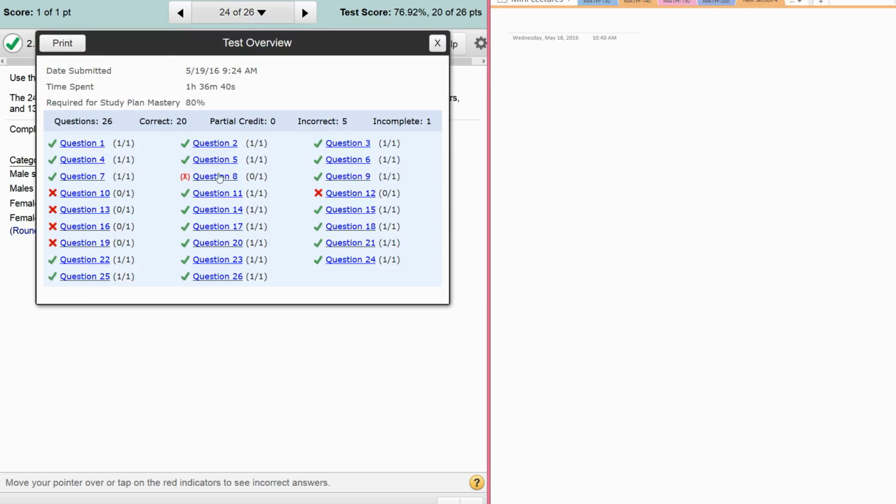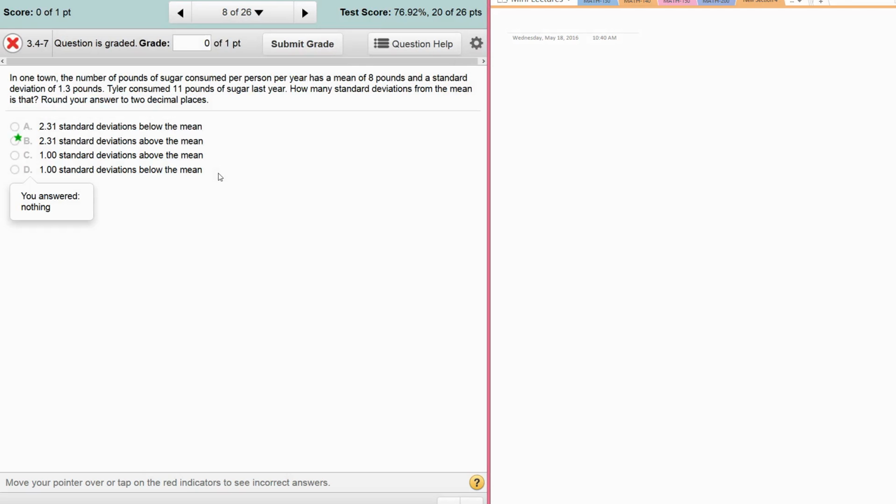Okay. So let's start with number 8. This is the one you emailed me about. It says, in one town, the number of pounds of sugar consumed per person per year has a mean of 8 pounds and a standard deviation of 1.3. Tyler consumed 11 pounds of sugar last year. How many standard deviations from the mean is that?